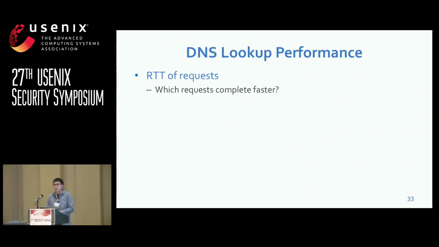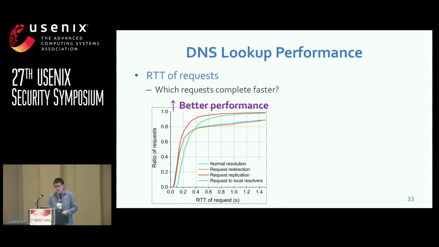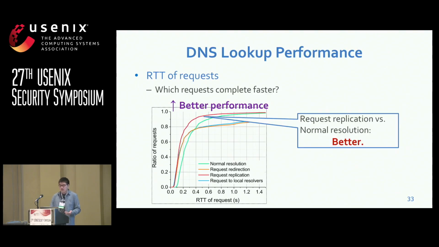The next question we ask is whether the hidden DNS interception is designed for DNS lookup performance improvement. Here, we use the round-trip time as the indicator of DNS lookup performance. This is a cumulative distribution of round-trip time of DNS requests, with each type in different colors. Compared to the green line, which is normal resolution, request replication does receive better performance.